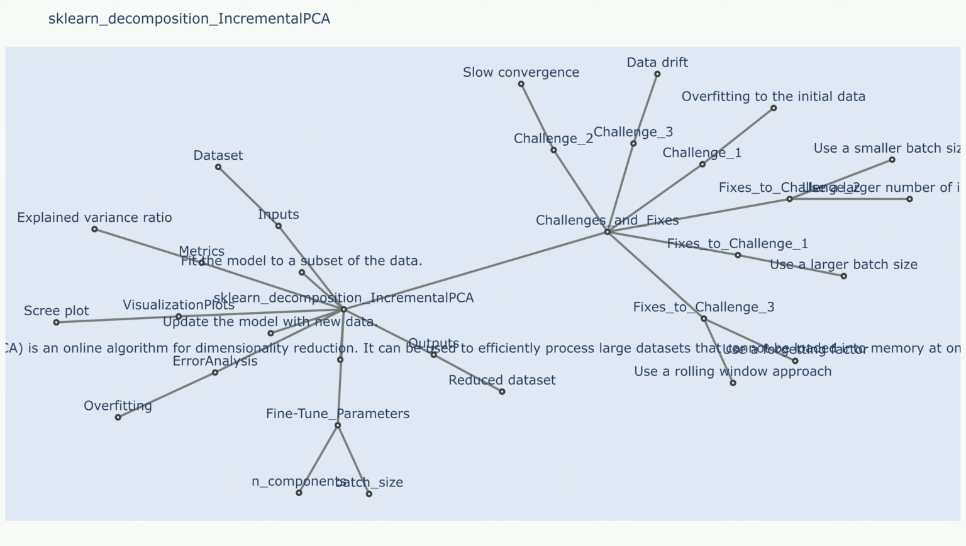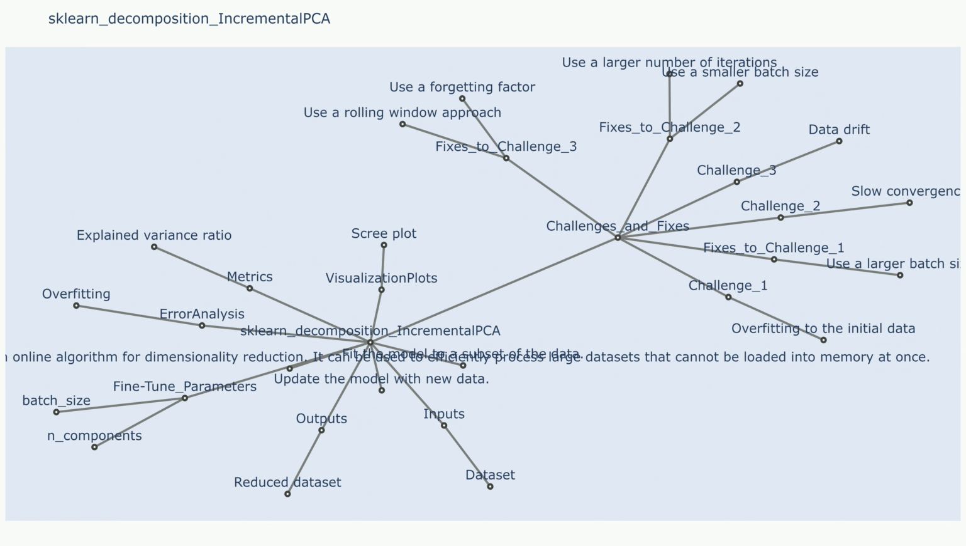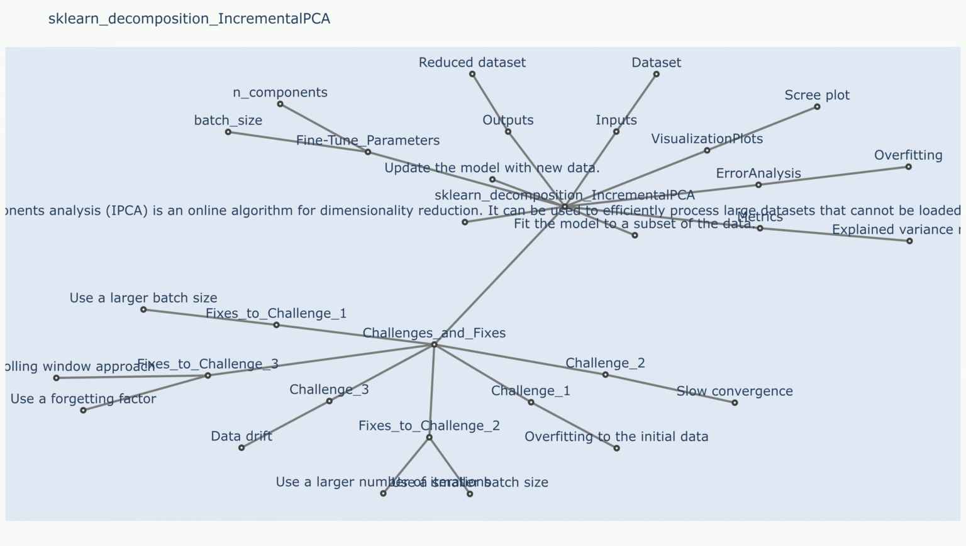Challenge 2. Memory constraints. Handling large datasets can be challenging, especially when memory is limited. Sample use case. Analyzing sensor data from a large number of devices. Fixes. Reduce the batch size to minimize memory usage. Consider using a distributed computing framework to process data across multiple machines.